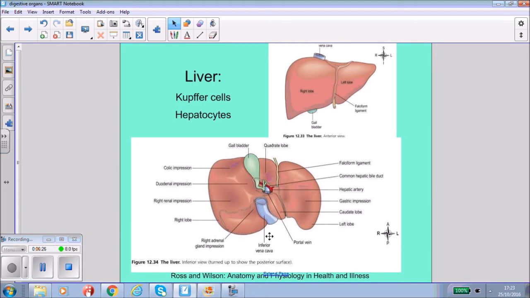So the caudate lobe is this area down the bottom, which is around the inferior vena cava, so the main vein that comes up from our lower body to the heart. And then the quadrate lobe is above that, and it's wrapped around the gallbladder.